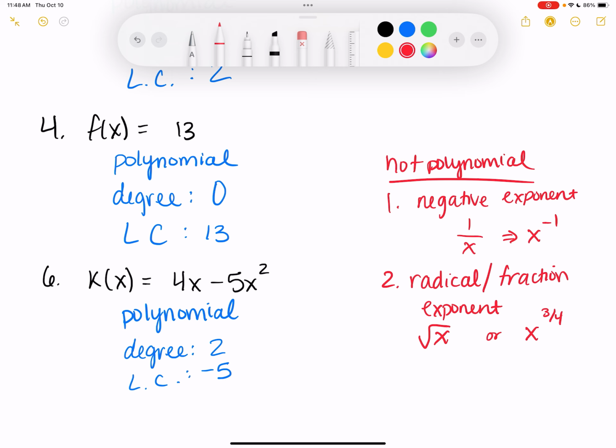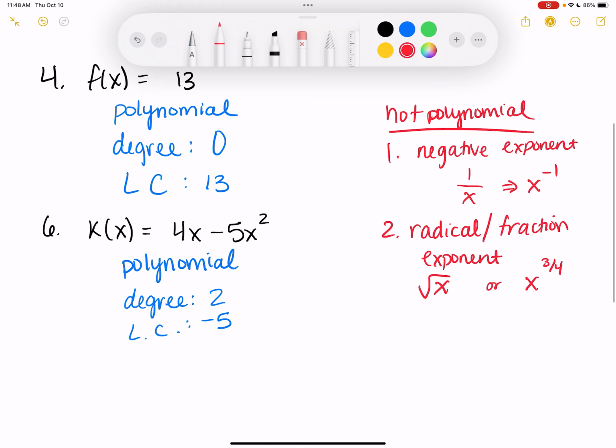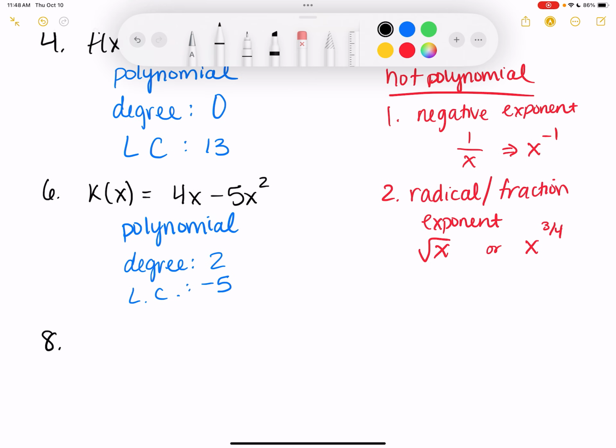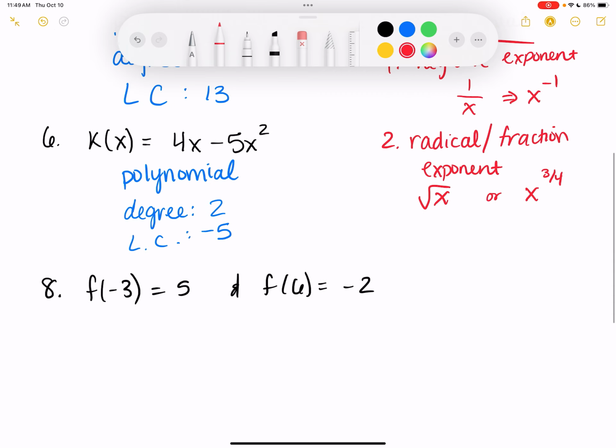All right, write an equation for the linear function f satisfying the given conditions. Number 8. f of -3 equals 5, and f of 6 equals -2. So what this means is that I need to use this information to find the slope and then write an equation of the line. But what I'm given is f of x equal to y, so I need to turn these into ordered pairs. So this is the ordered pair -3, 5, and this would be 6, -2.